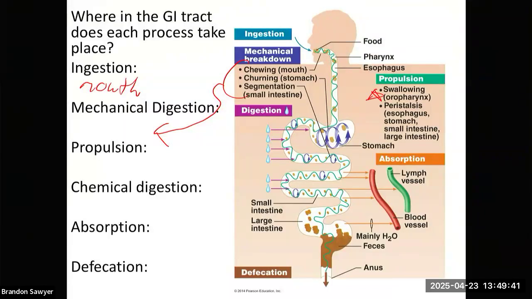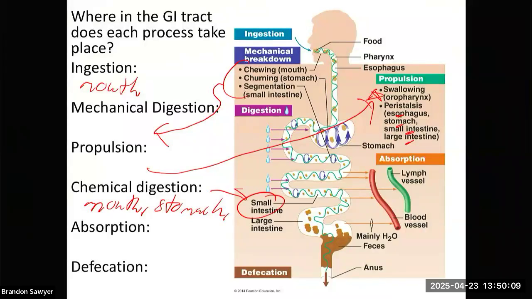It's got to happen in the esophagus and the stomach and the small intestine and the large intestine, right? It's pretty much happening everywhere, right? Because we got to push the food through everywhere. So propulsion is just a part of the whole thing. Chemical digestion, the primary place this is happening is the small intestine. Okay. We're going to get some in the mouth. We'll talk about that in a sec. More next time. Some in the stomach, but mostly in the small intestine, right? That's the primary one, the small intestine.